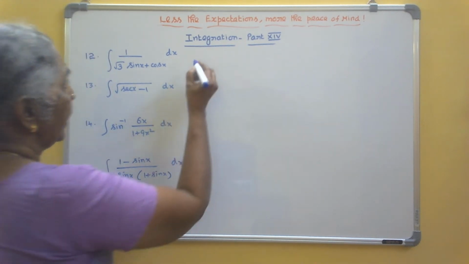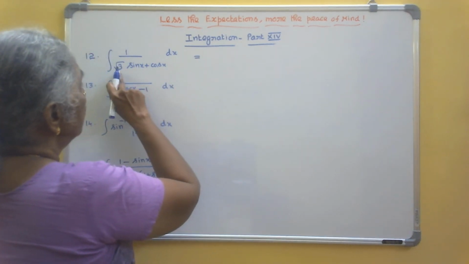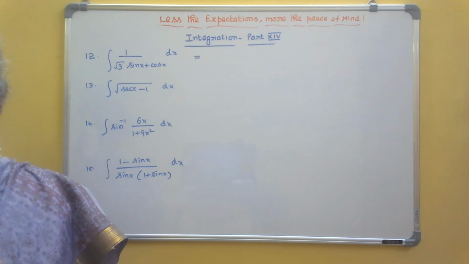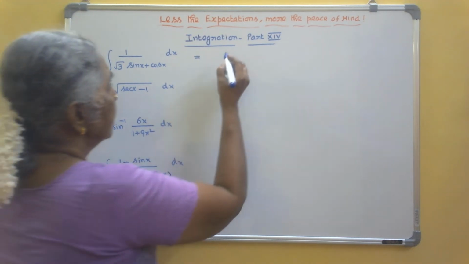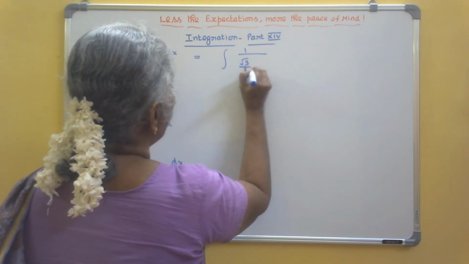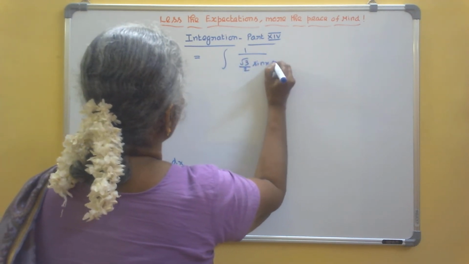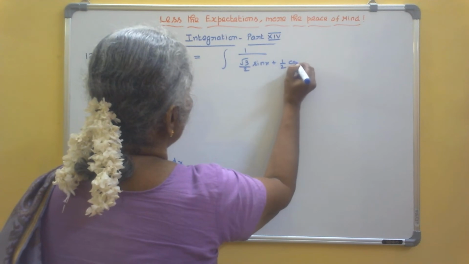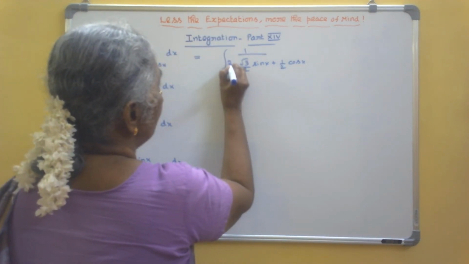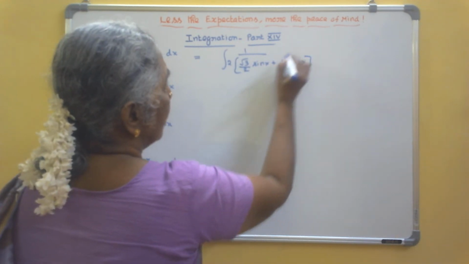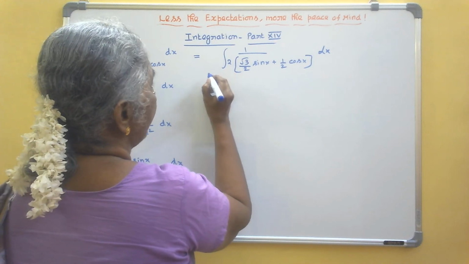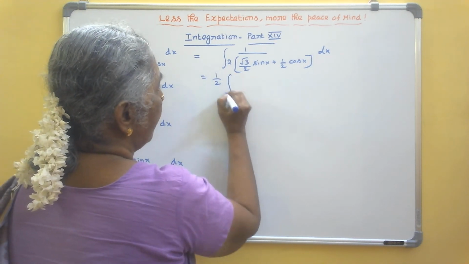So now what I can do is, I am going to multiply and divide the denominator by 2. That is, I will write integral 1 by root 3 by 2 sin x plus 1 by 2 cos x. Okay. To compensate, there will be 2 here and then dx. So now this 1 by 2 I can take outside. So I will get 1 by 2.